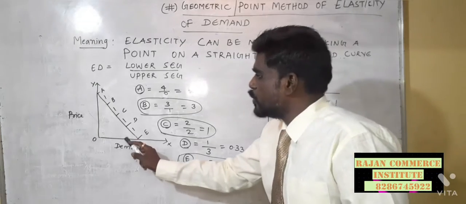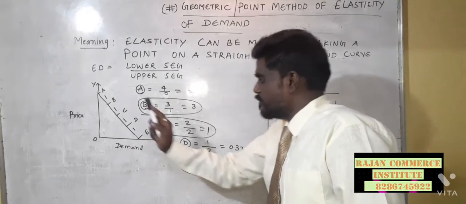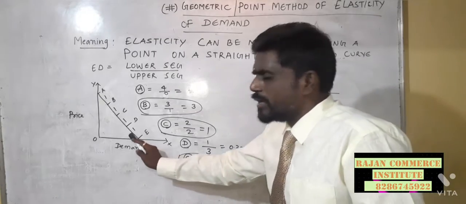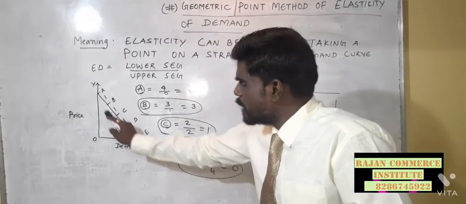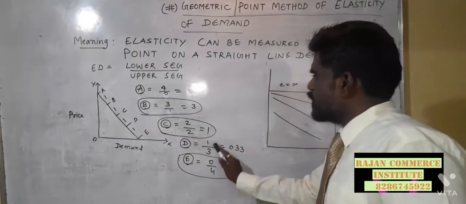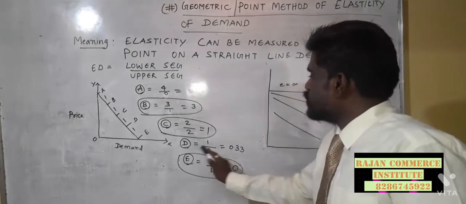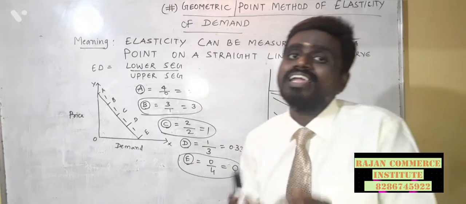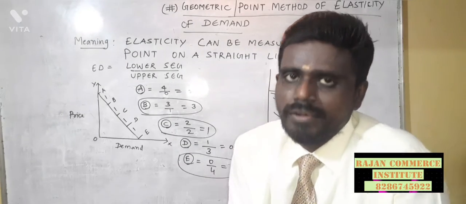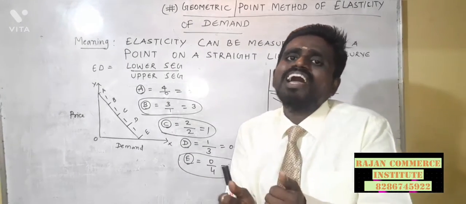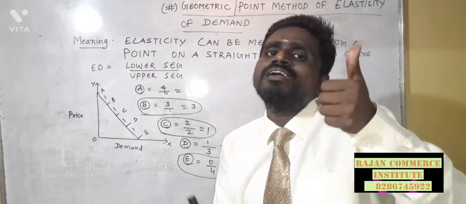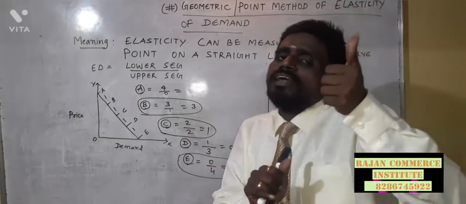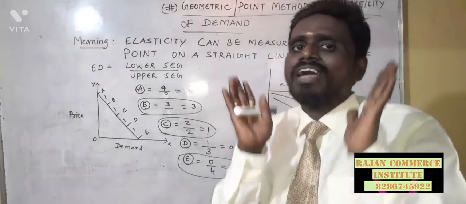Now I am going to check the ED of D. D is equal to lower segment upon upper segment. The lower segment is 1 unit and the upper segment is 3 units. That means 1 upon 3, so ED is equal to 0.33, which is less than 1. Suppose my price has risen by 5 units, my demand has fallen by only 2 or 3 units. That means ED is less than 1.